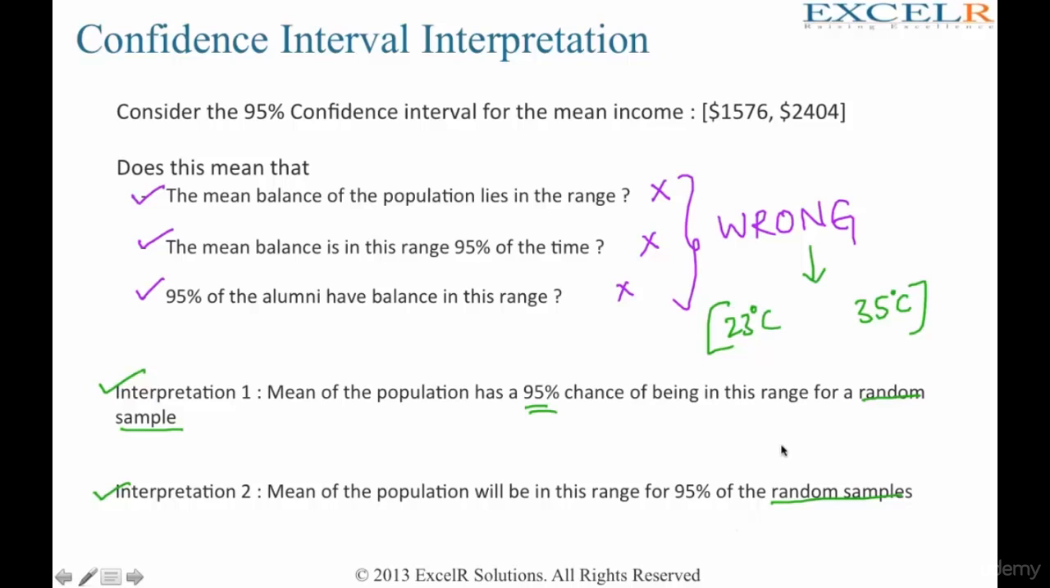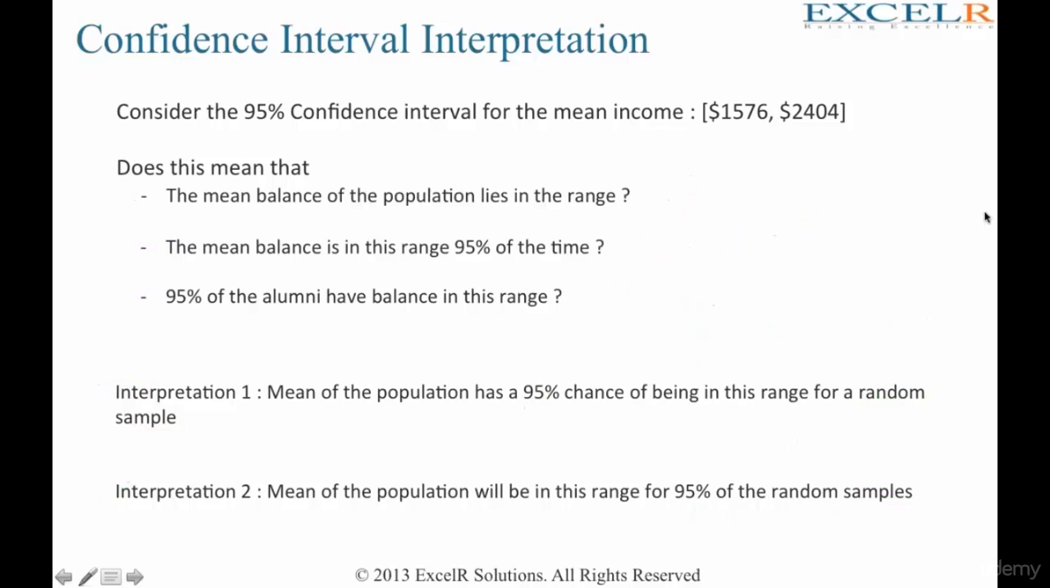Right? I can measure the temperature at 6 a.m. or 9 a.m. or 12 p.m. or 3 p.m. or 6 p.m. Right? Those are all my samples. This range should be interpreted in this way, that for 95% of such random samples, random temperature values, the population average will be in this range. All right.